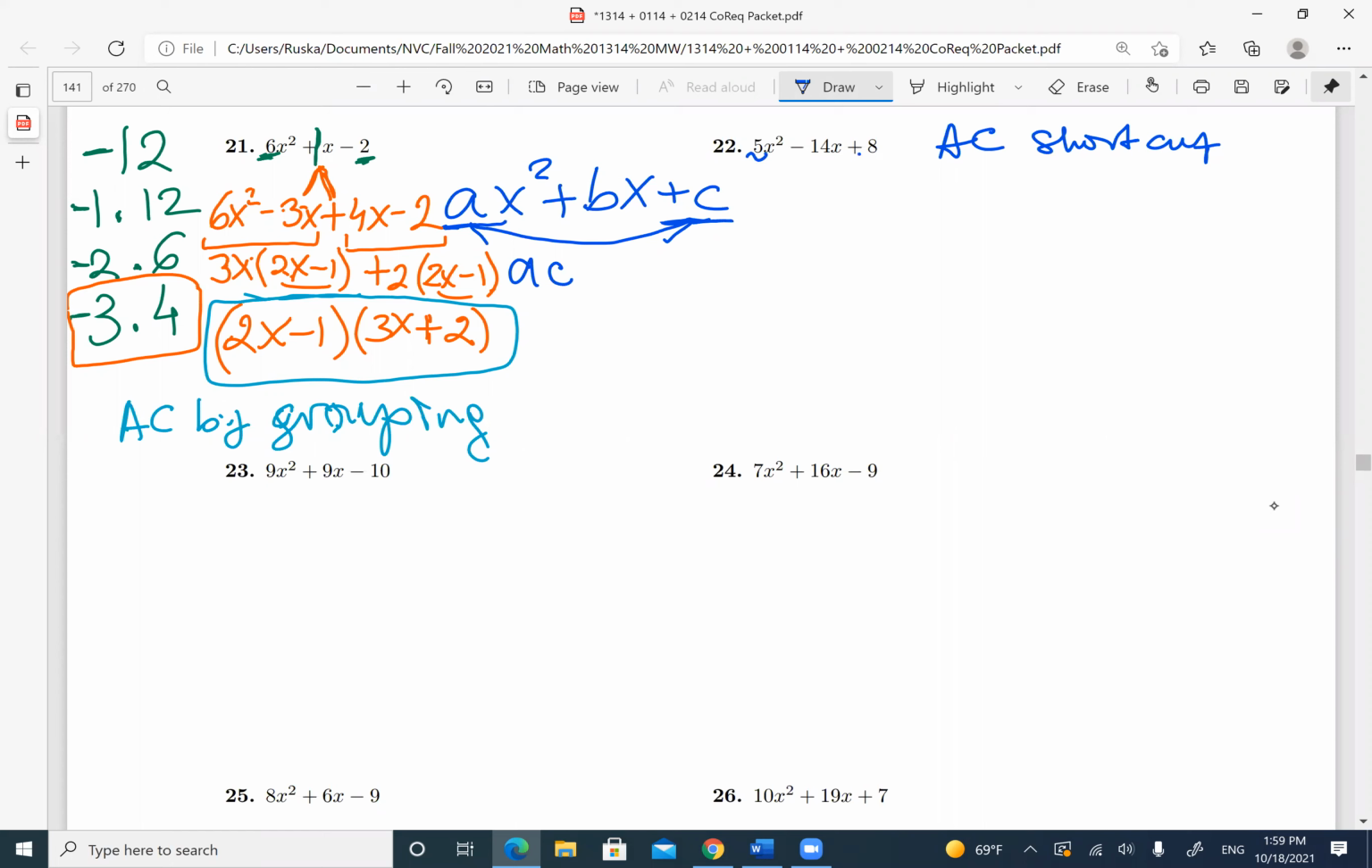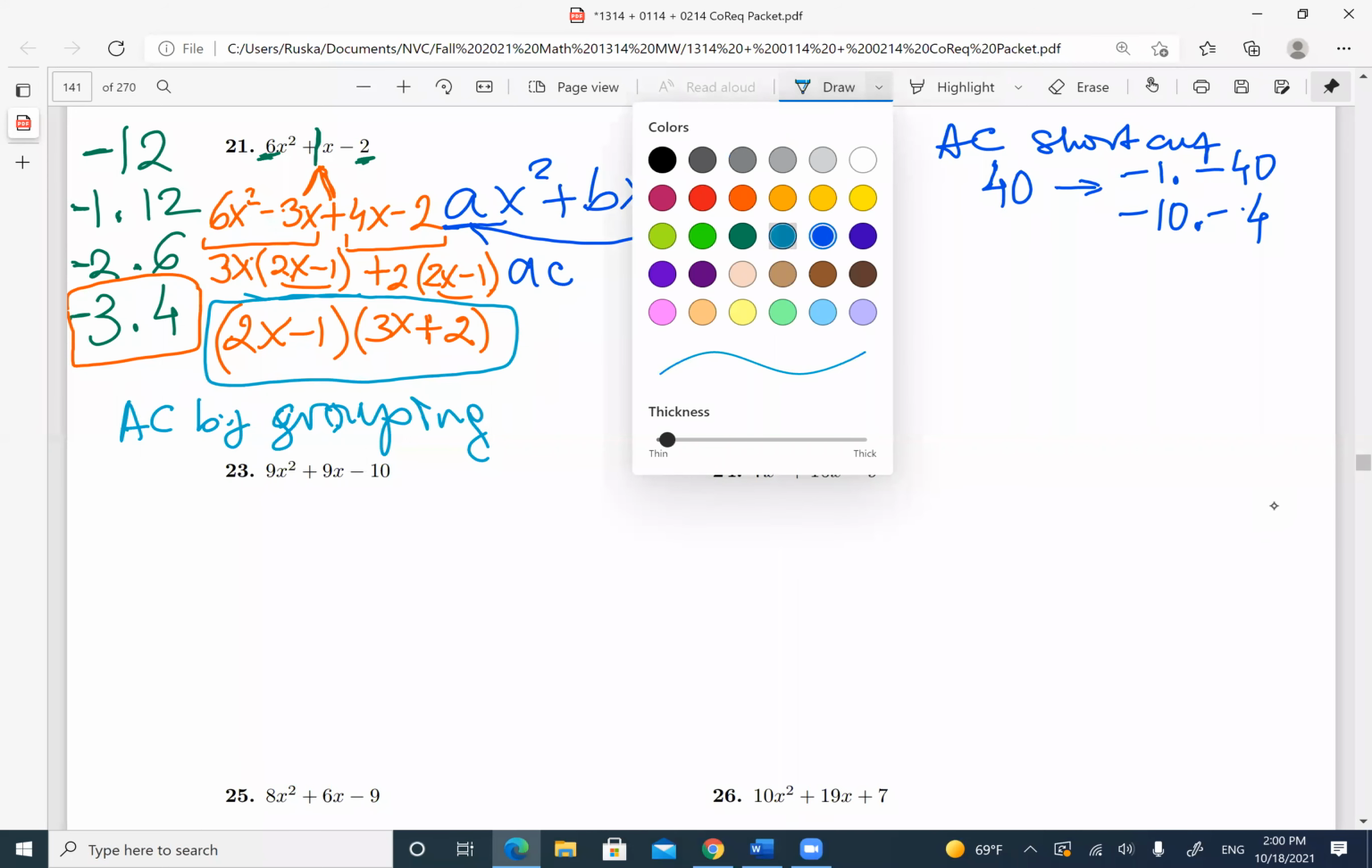You're still going to multiply A times C. What is A times C? 5 times 8 is what? 40, right? Positive 40. So now from here, we need the factors of 40, positive 40, which add up to negative 14. That means I'm going to get negative 1 times negative 40, right? These are all the factors. There are a lot, but obviously negative 10 times negative 4. So these are my magic numbers because 14 is easy. 14 is just 4 and 10.